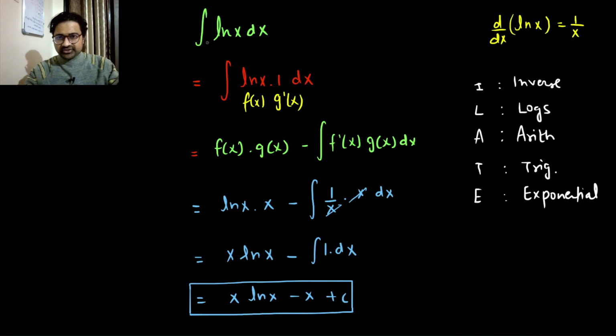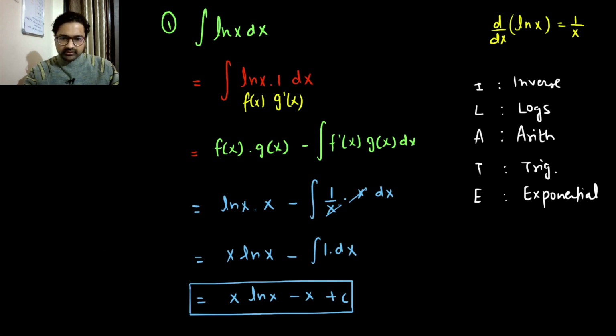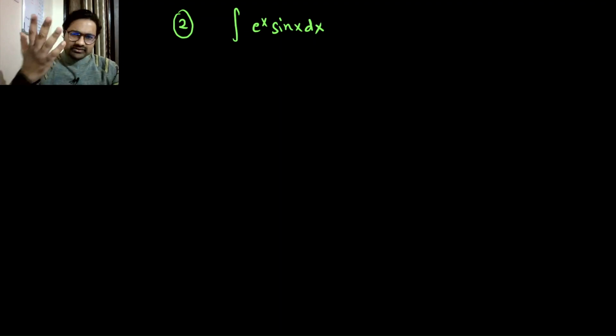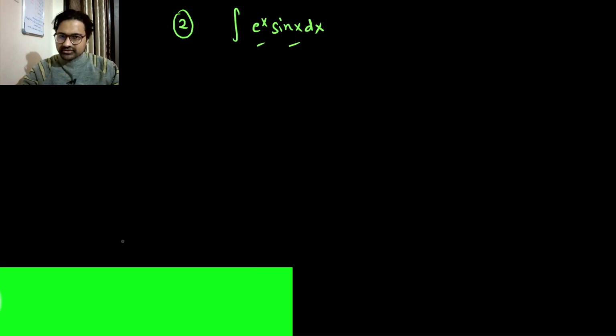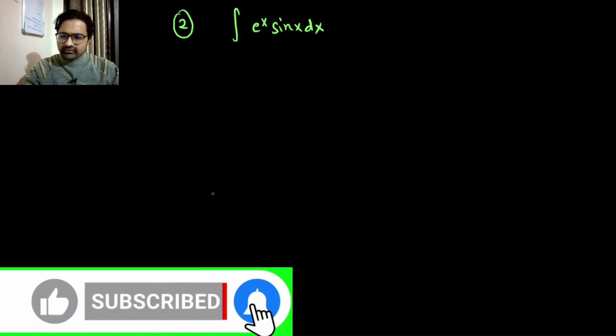I hope the first special case makes sense. All right, what was the second question? The second question was e raised to x sine x dx. So let's talk about that. At the moment, it doesn't look like a special case, right? Because I don't really see anything special about it, because there's just an exponent and a trigonometric function over here. So everything is okay. Everything works pretty well.